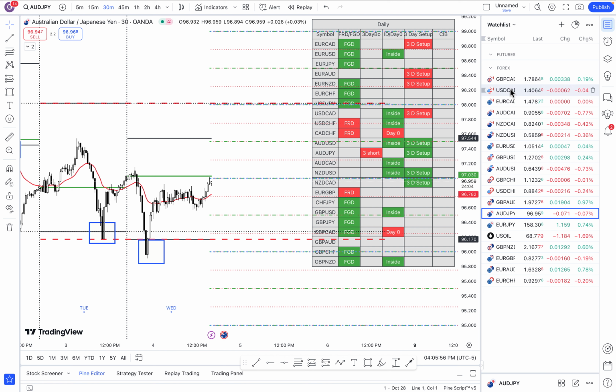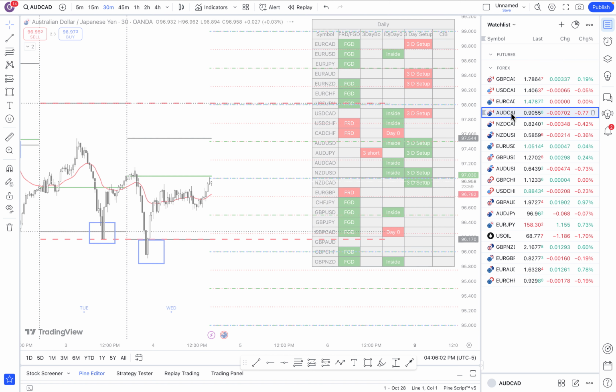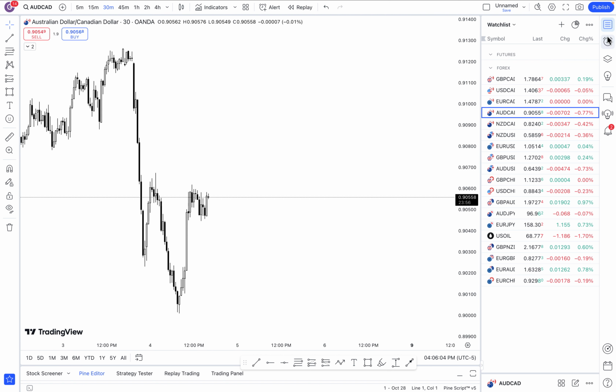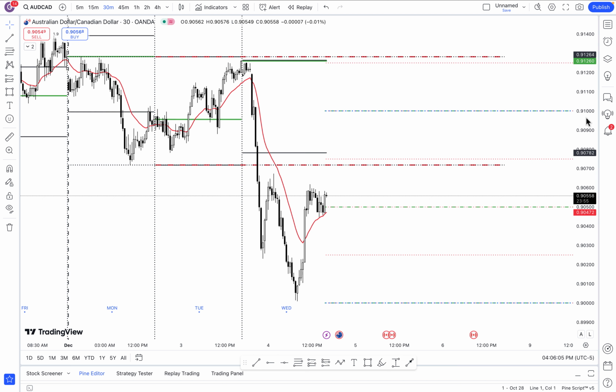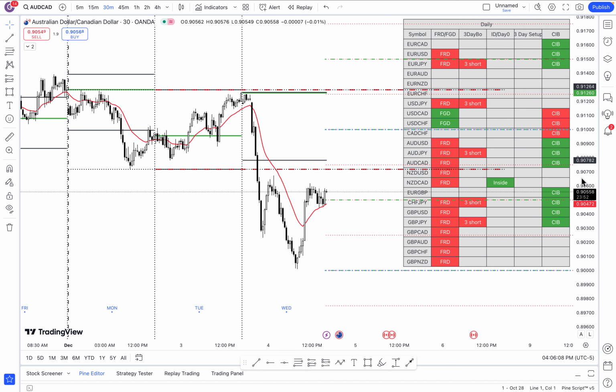Where are you? AUD card, AUD card. AUD card was an inside day on Tuesday. We are just checking out this indicator to make sure that we are on the right track.